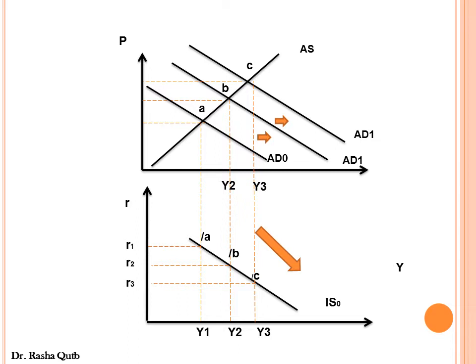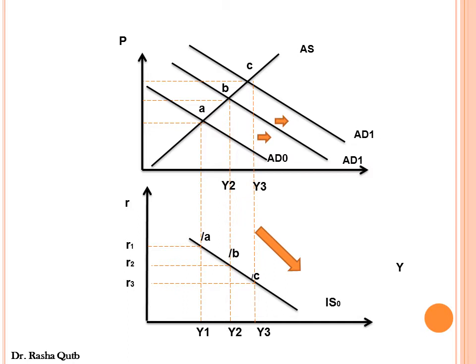Point A corresponds in the graph below to a certain interest rate R1. When the interest rate decreased from R1 to R2, we find the aggregate demand curve shifts rightward from AD0 to AD1 and the new equilibrium point B, at which national income would be Y2. Connecting the equilibrium points in the aggregate supply, aggregate demand diagram, we get the IS curve.